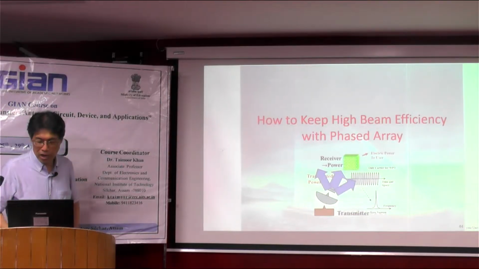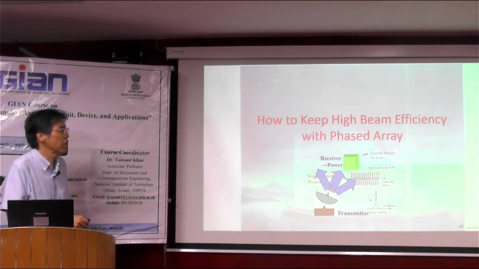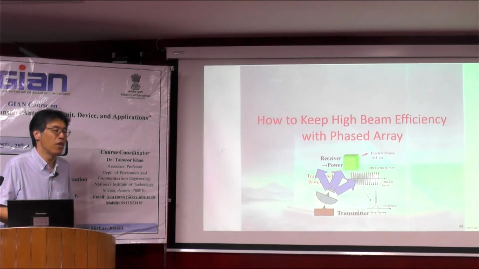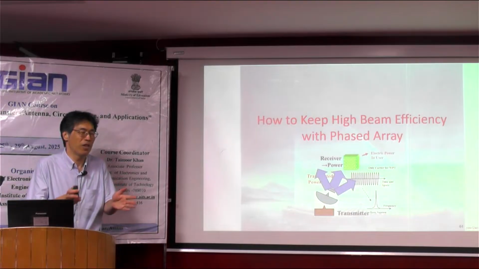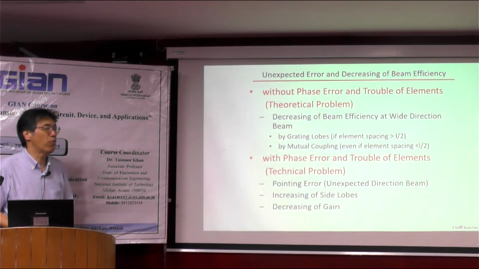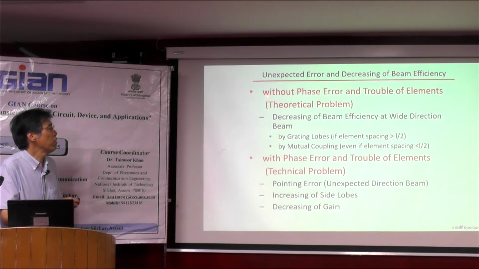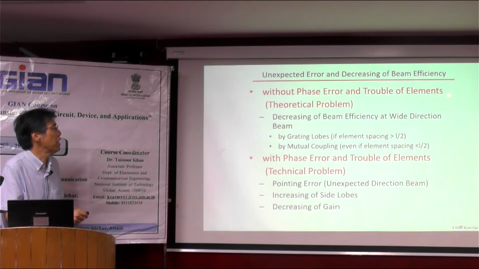And from here, within 5 or 10 minutes, I would like to introduce technology on how to keep the high beam efficiency with a phased array. Because as I mentioned, theoretically, it's easy to control the beam direction or beam form by the phased array antenna, but in the real world, there are some error factors. And we can divide the error factors into two. One is a theoretical error factor. Without any phase error or trouble with the element, theoretically, some problem occurs.